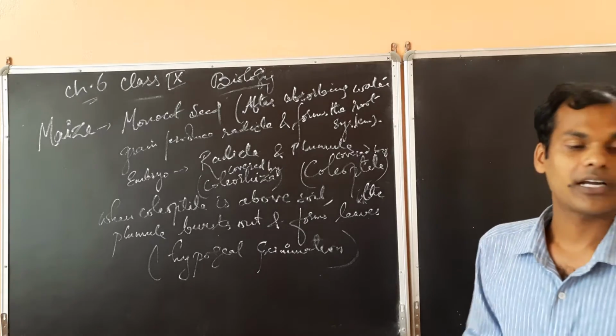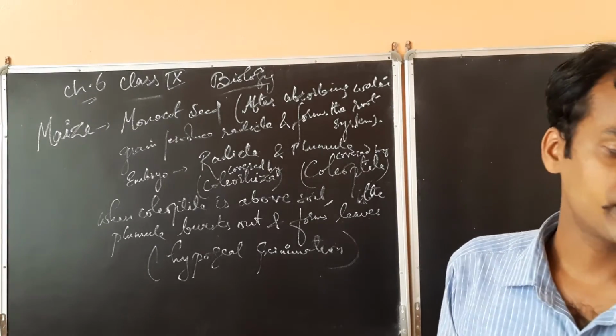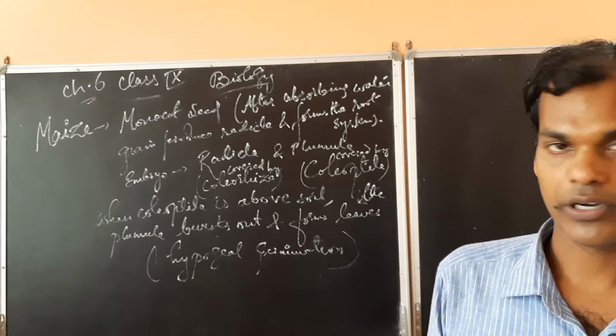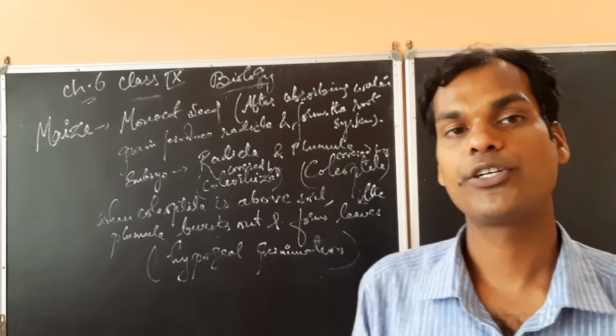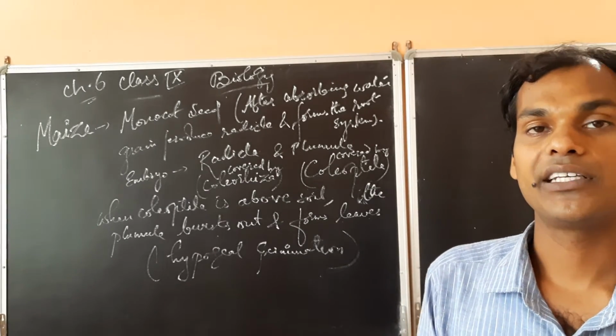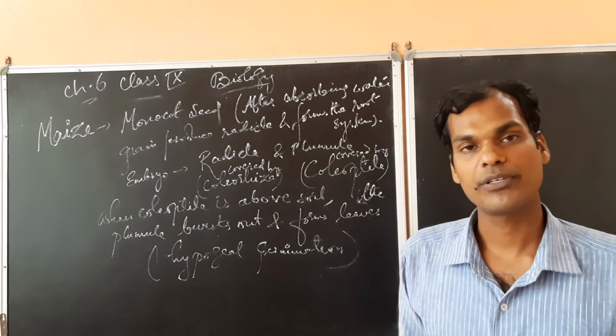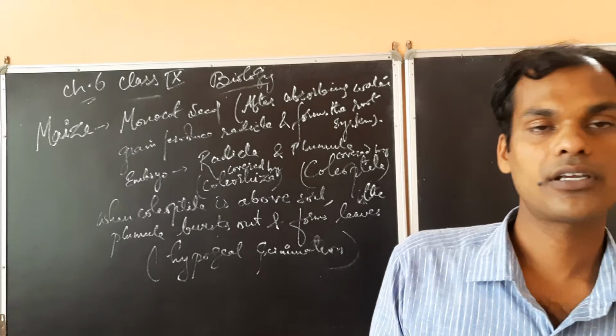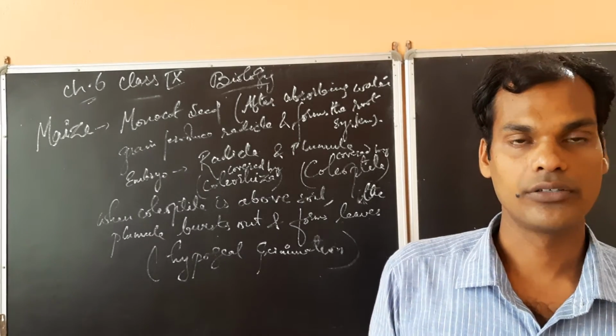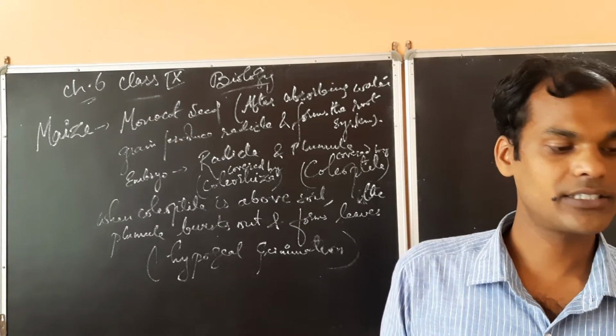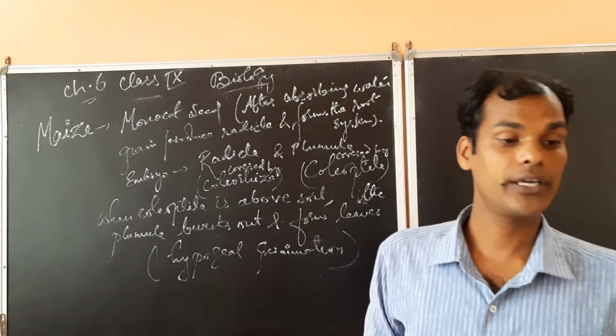So the seed will consist of many parts. The first will be the seed coat. So already you know about the seed coat. The seed coat means it is protecting the inner parts of the seed. Next is the endosperm. Endosperm is the part which is storing the food. The stored food material is in the endosperm.